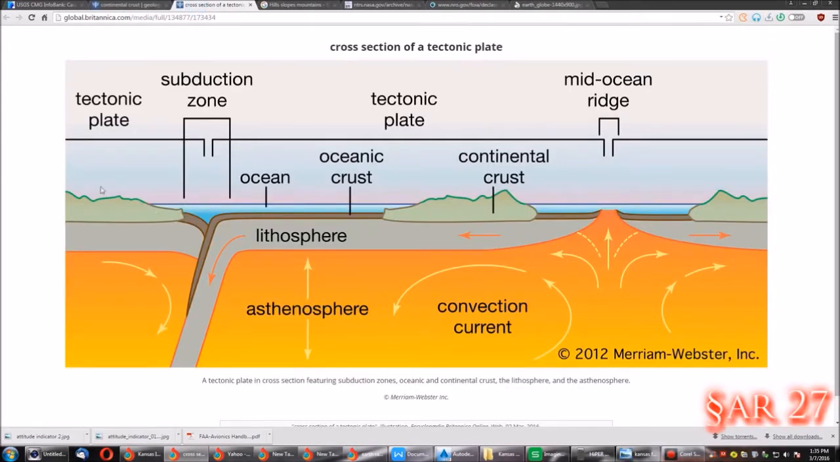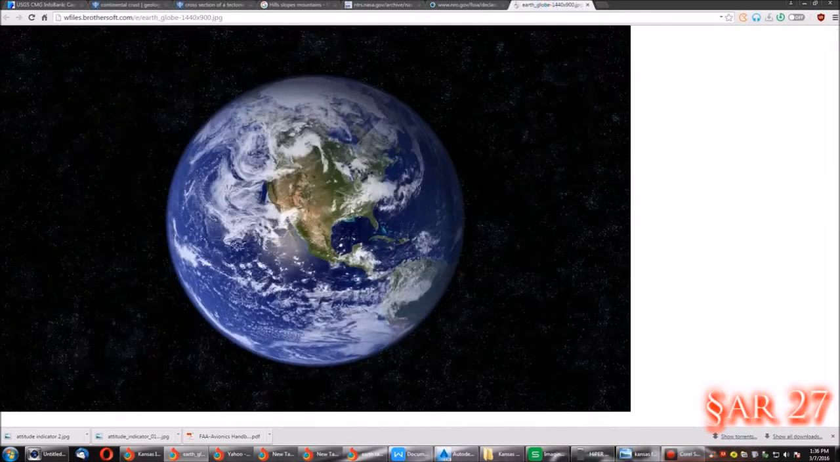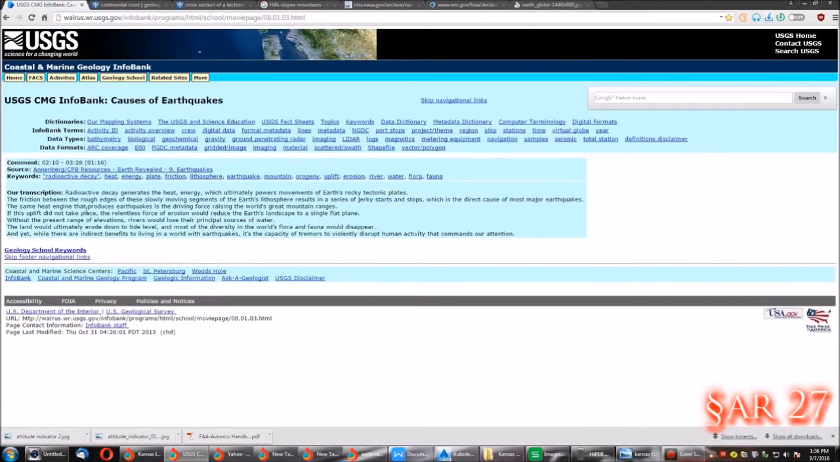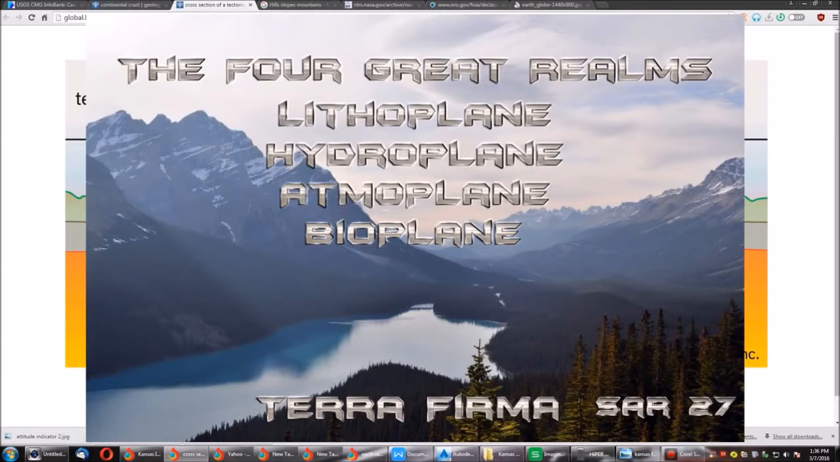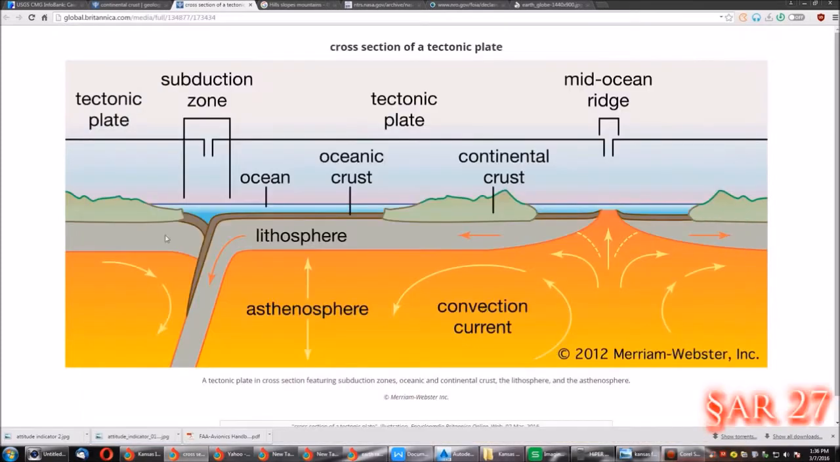the tectonic plates here, which even in the diagram shows a flat level plane. I mean, just because it has hills and slopes and mountain ranges because of these tectonic plates doesn't mean that it's a ball. And like it says right here, if this uplift did not take place, the relentless force of erosion would reduce the Earth's landscape to a single flat plane. Meaning, if it wasn't for these tectonic plates in the lithosphere, they should just start renaming this stuff to lithoplane. I mean, if it wasn't for the tectonic plates, this level plane here would be a single flat surface.